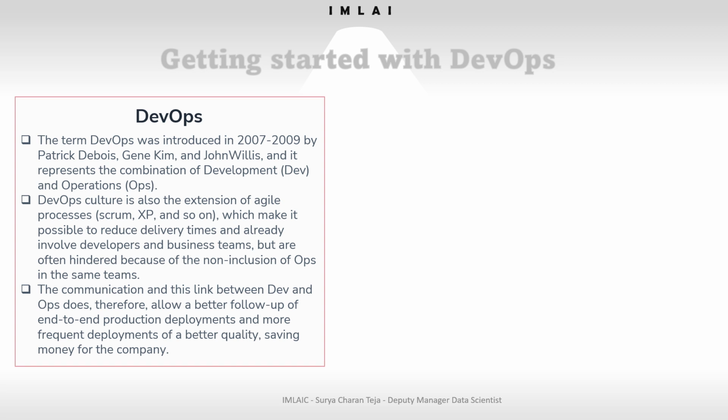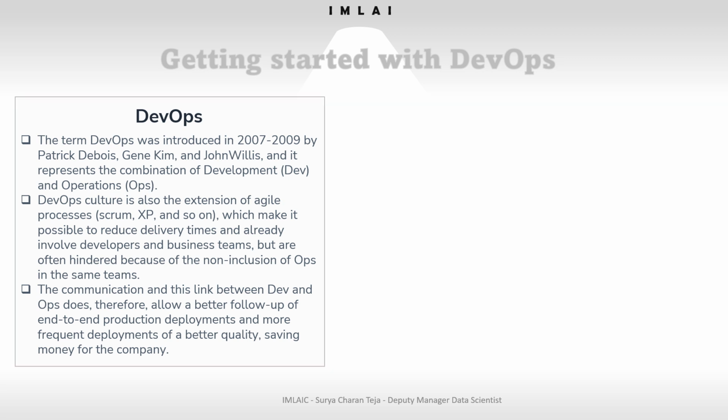So the communication and this link between dev and ops allow a better follow-up of production deployments and more frequent deployments of better quality, saving money for the company.